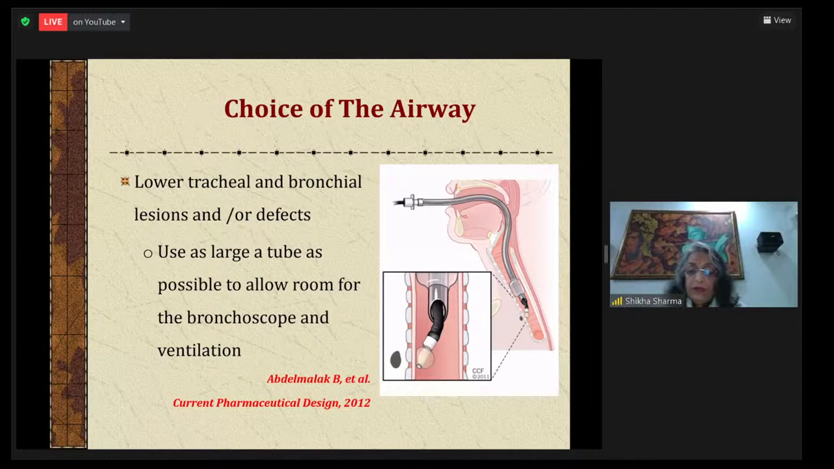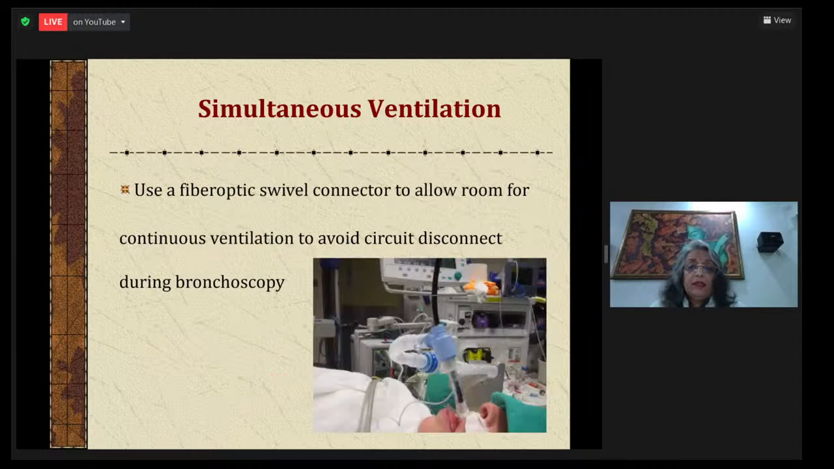Other equipment which we find useful in the bronchoscopy suite is a swivel connector, which allows continuous ventilation without having to disconnect the circuit. Ventilating rigid bronchoscope, intermittent apnea, and jet ventilation are other modalities of ventilation which become handy in the bronchoscopy suite.